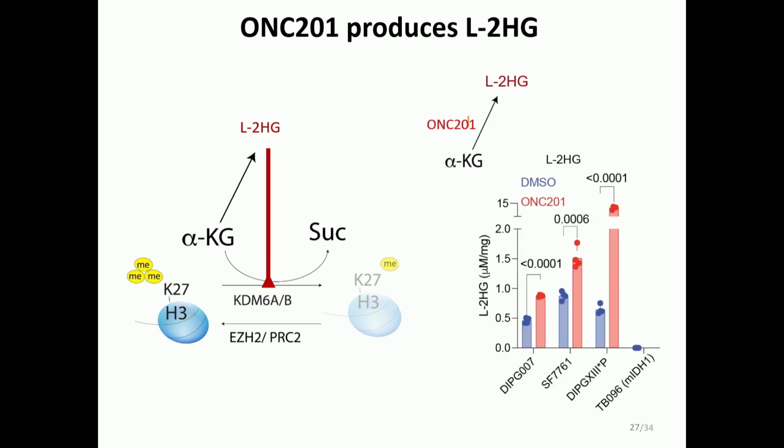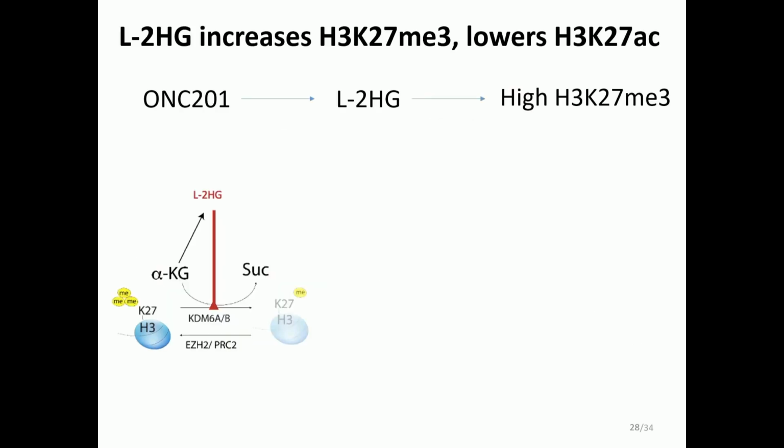Here is data to show you that it is indeed the L2HG form that's being made. Here are 3 K27M cells. We're plotting the L2HG here on the y-axis. The blue are vehicle-treated cells. The red is ONC201 treated cells, and you can see that the L2HG levels go up on treatment. Because L2HG competitively inhibits this eraser, we expect that ONC201 would increase L2HG, and this would increase 27-trimethylation. And just to remind you, this low 27-trimethyl is a diagnostic preferred epigenetic state of the cells.